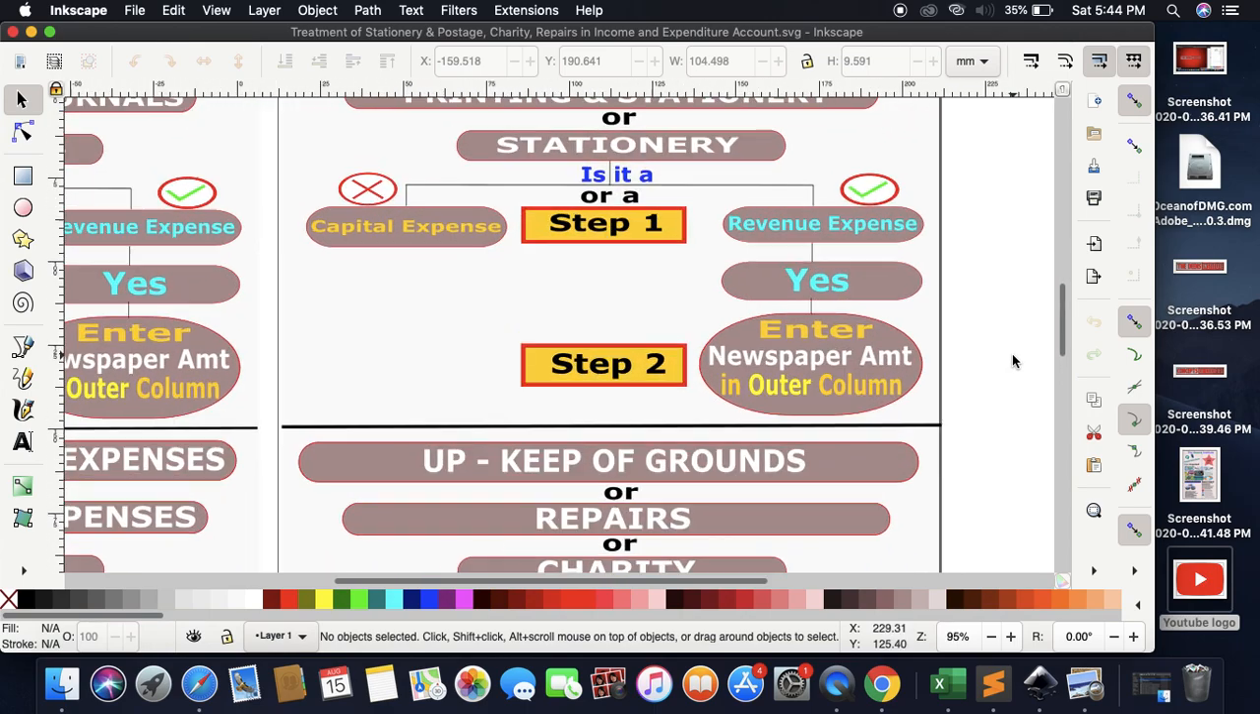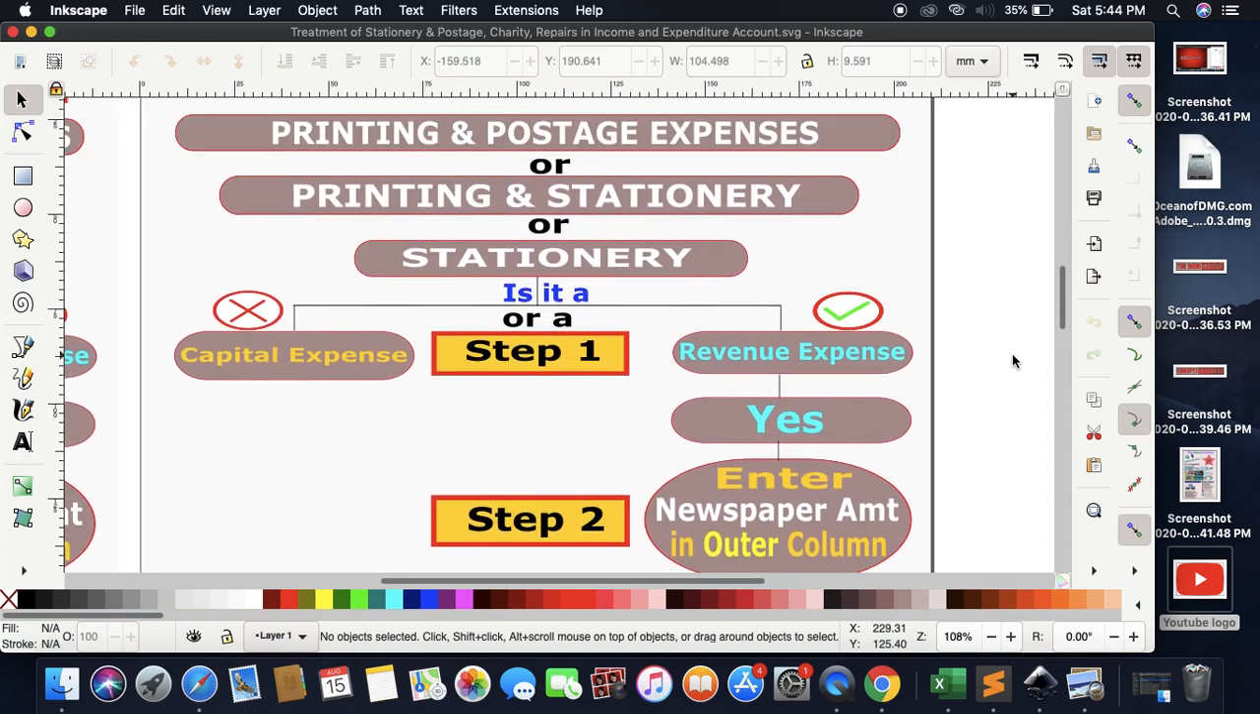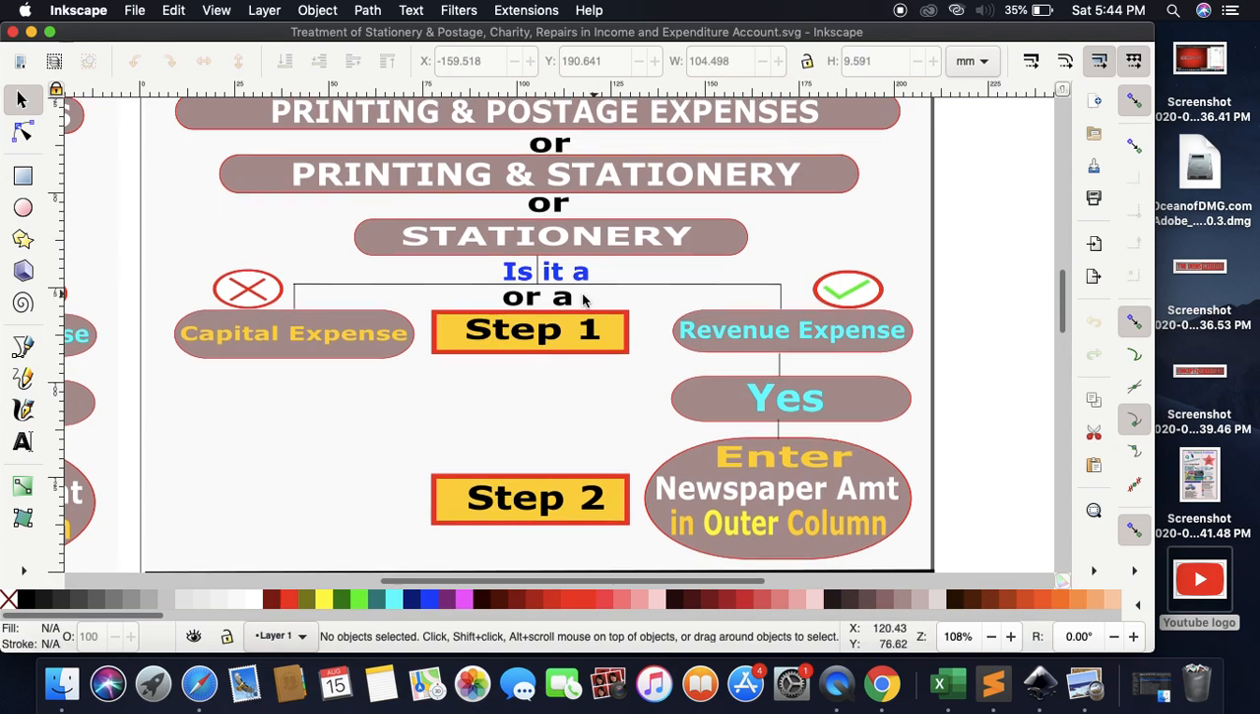Let me get it a little closer so you can see it. It's basically any heading you find, you ask yourself, is it a capital expense or is it a revenue expense? As you can see, there's a cross mark. This is not a capital expense. It is a revenue expense.